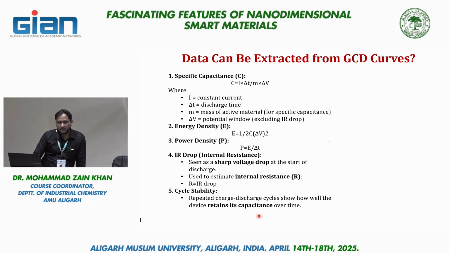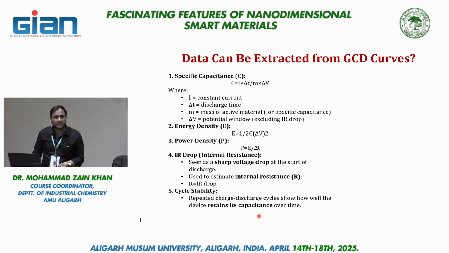So for specific capacitance, the formula is C is equal to I into delta T divided by M into delta V. Again, I is the current, delta T is the discharge time. Higher the discharge time, higher will be the specific capacitance, because you see delta T is in the numerator. For example, your mobile phone is discharging after 1 day, that means you have 24 hours, so you have to put 24 here. So the specific capacitance of the battery of your mobile phone will be very high.